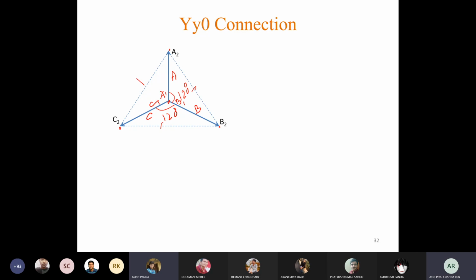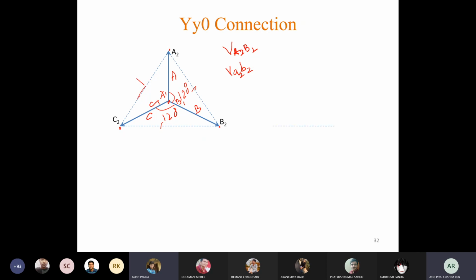Now this is the primary connection or high voltage side connection. To have 0 degree phase displacement, this line EMF VA2B2 will be in the same phase with V small a2 small b2. Similarly, V B2C2 will be in the same phase with V small b2 small c2, and also for this one. Okay. So how to make that?